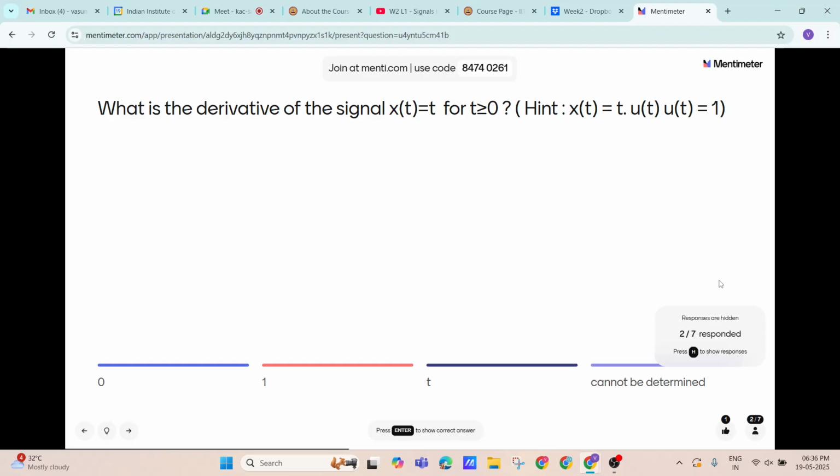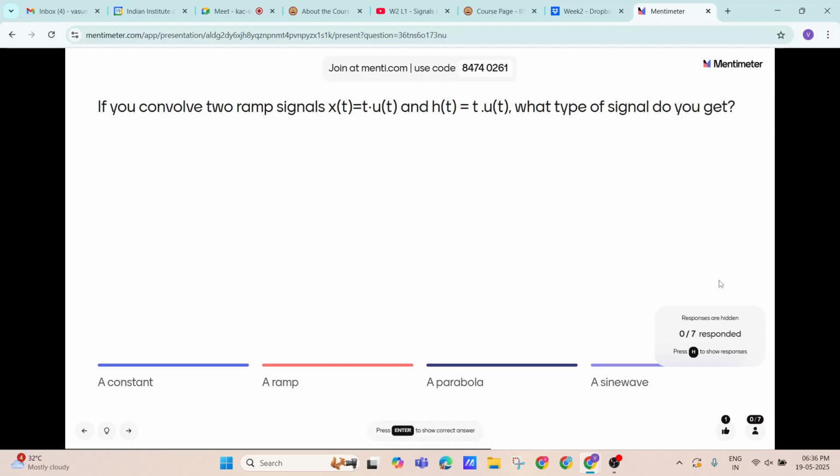First, think what that signal x of t equal to t is. You should think of that as t into u of t, where u of t is equal to 1. Everybody responded? Okay. I'm going to move to the next question. If you convolve two ramp signals, what type of signal do you get?